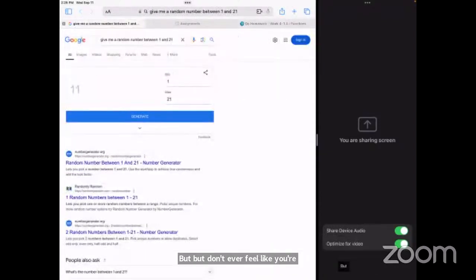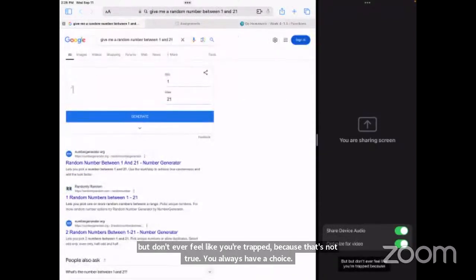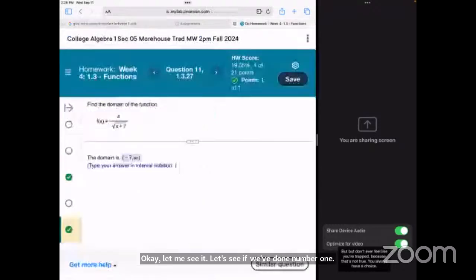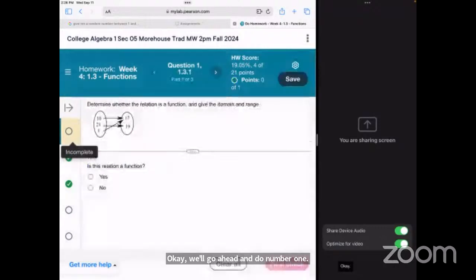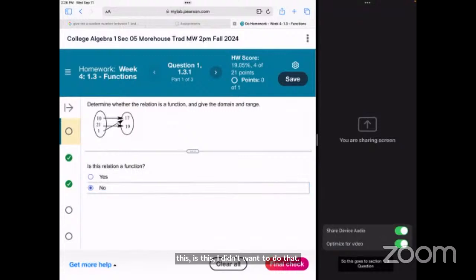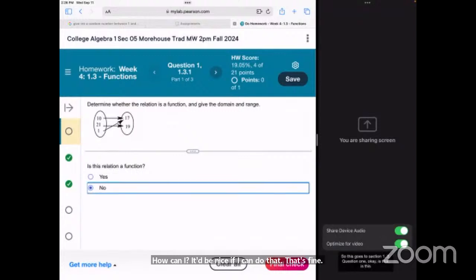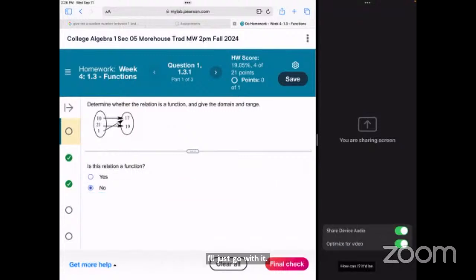Let's see if we've done number 1. Okay, we'll go ahead and do number 1. This comes from section 1.3, question 1. Is this relation a function, and give the domain? I'm not saying that that's the answer.